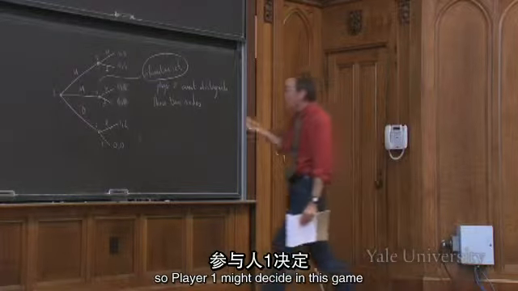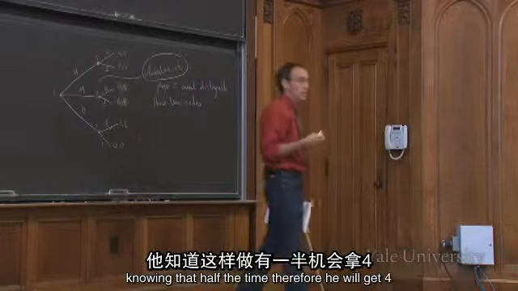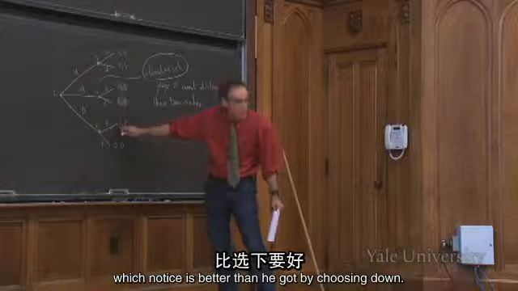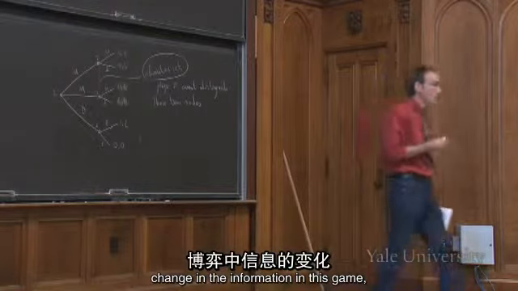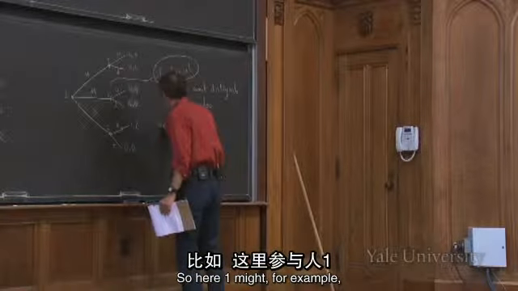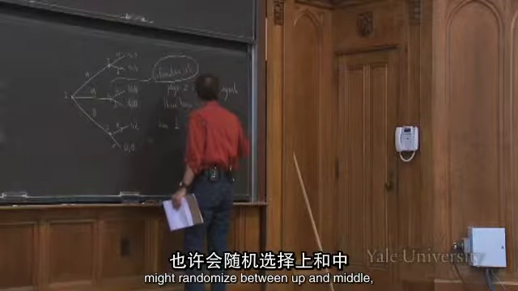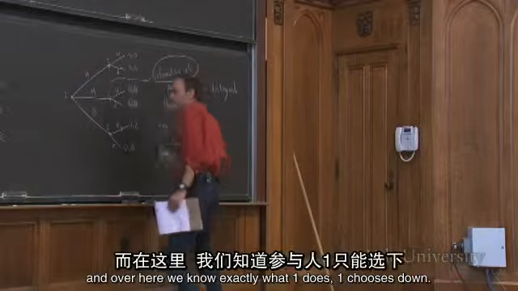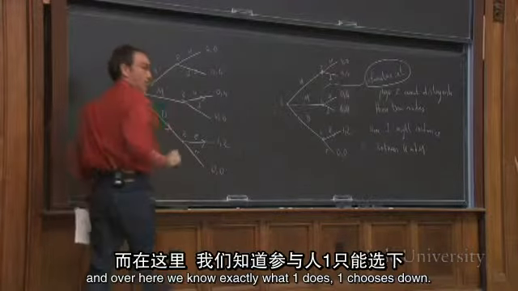All right, so said again, player one might decide in this game to randomize 50-50 between up and middle, knowing that half the time he will get four, and half the time he'll get zero, for an expected value of two, which notice is better than he got by choosing down. All right? So changing the information in this game not only led to a different game, it led to a very different outcome. Here, one might randomize between up and middle. And over here, we know exactly what one does. One chooses down.